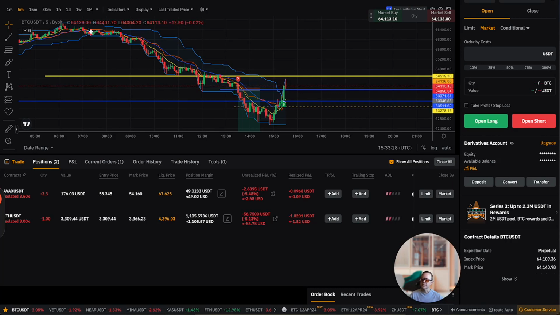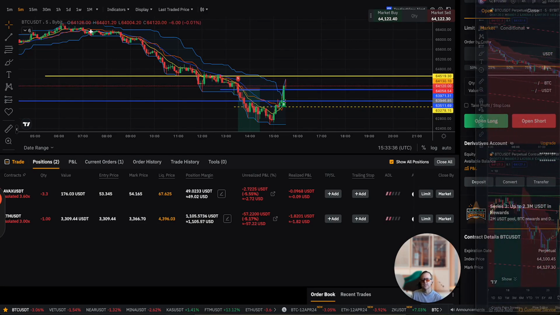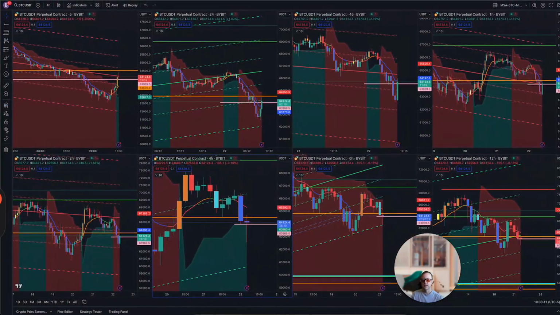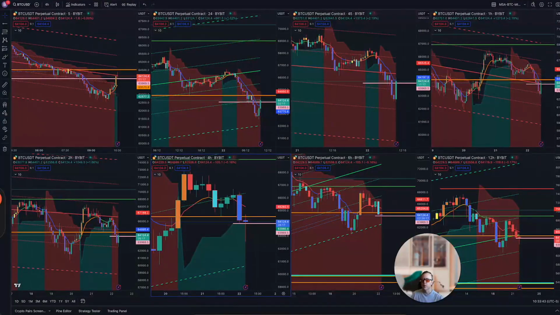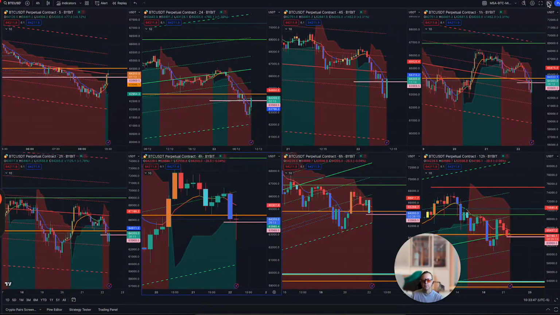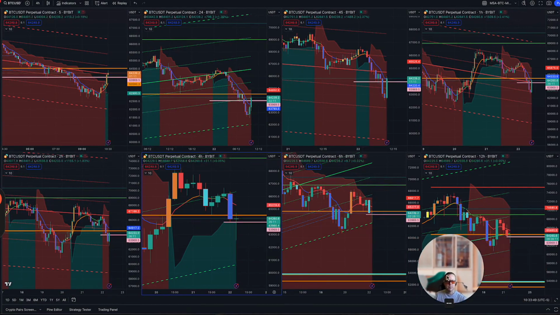So let's see if we get a correction out of Bitcoin. I'm watching it. Let me show you what I see, that way you guys can have an idea, because these positions are not controlling themselves. ETH is not controlling itself at this moment. AVAX is not controlling itself at this moment. Bitcoin is controlling both of them at this moment.